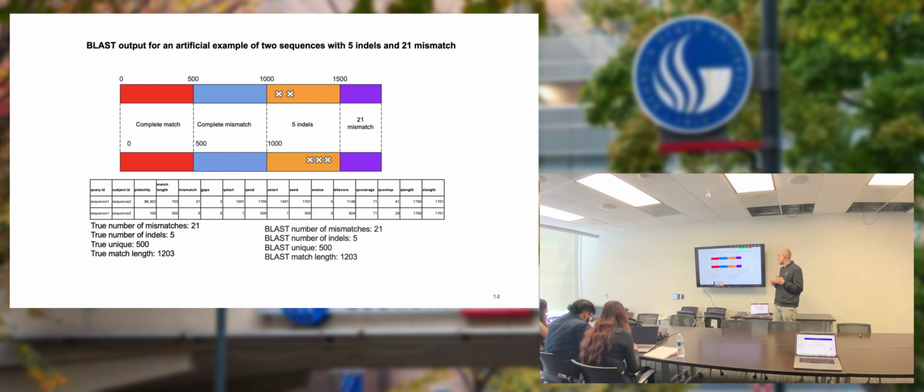And then from 1500 to 1701, we have 21 mismatches. The total length for the first sequence is 1701, and for the second sequence is 1700, because here we have 2 and here we have 3 deletions. And so BLAST was able to capture all of it very accurately.